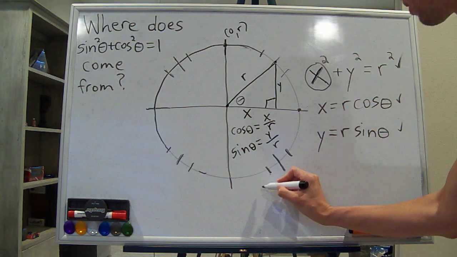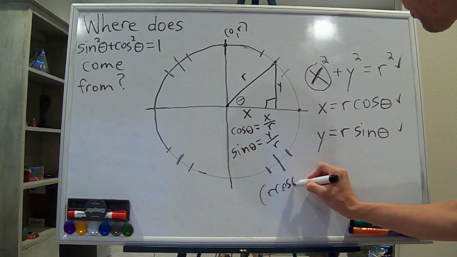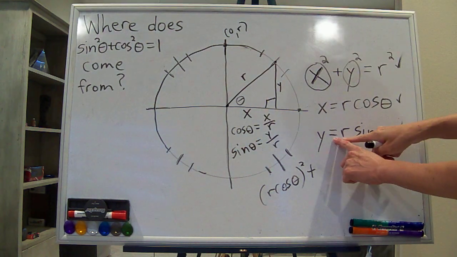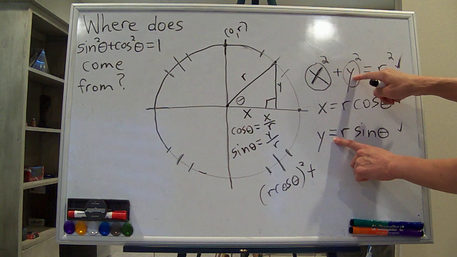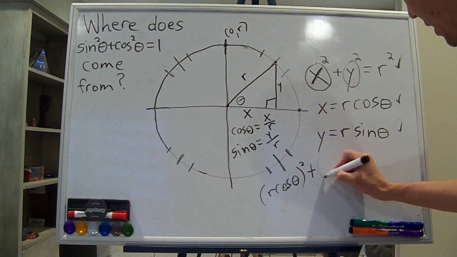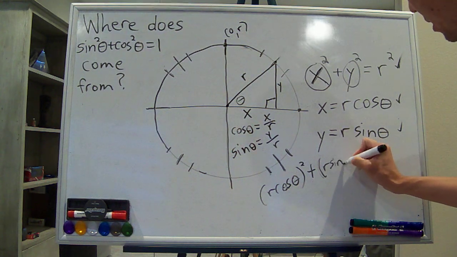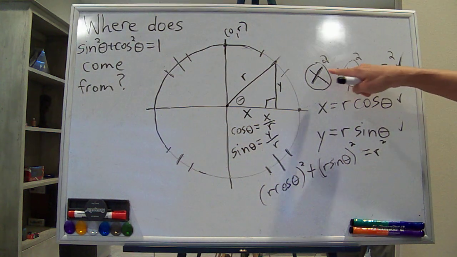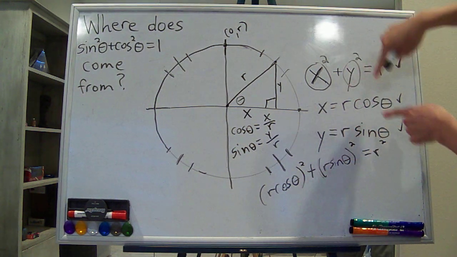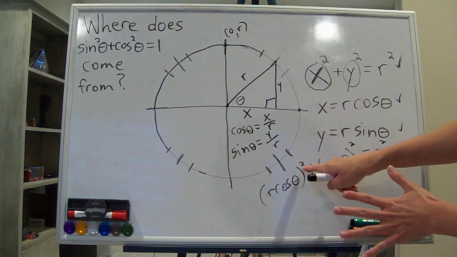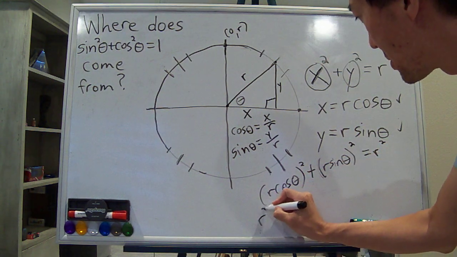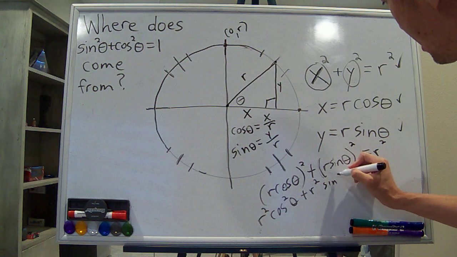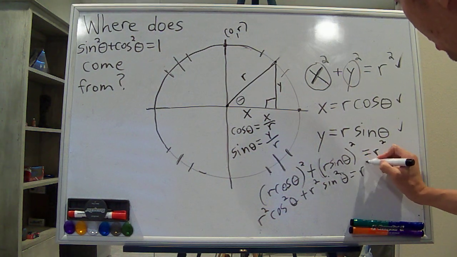So we're going to replace that with quantity r cosine theta, right? And we square that, plus, then we're going to do the same thing with y. So here, y equals r sine theta, so we're going to substitute this y with r sine theta. So quantity r sine theta squared equals r squared, right? So this equation is the same as this equation. We just plug these into here to get this equation now, right? So we have to distribute the square to everybody. So we get r squared cosine squared theta plus r squared sine squared theta equals r squared, right?